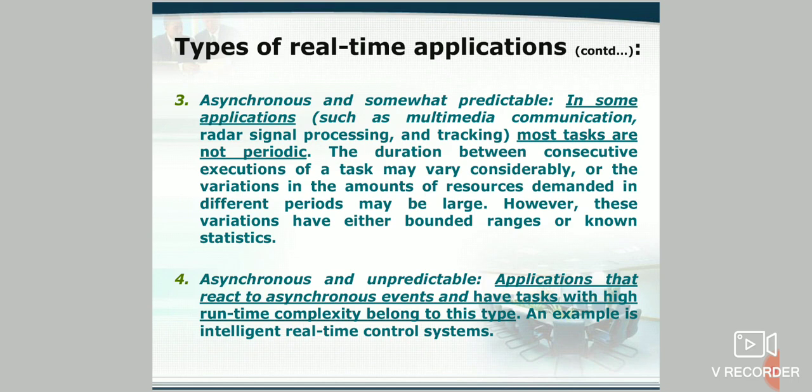The variation in the amount of resource demand in different periods may be larger. If the environment is not predictable, then how can we assume these resource requirements? The resource demand also varies from period to period, however these variations have either a bounded range or unknown statistics. In multimedia communication, if we are doing something in a week or in a month, then we can categorize these applications as asynchronous and somewhat predictable, because the range is there but not fixed. So the event may be performed at any moment of time within that range.